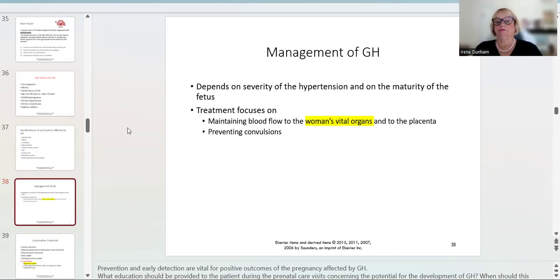So you got to manage it, because why do I want to manage it? Because I want to maintain blood flow to all her vital organs. Okay. That's the main thing. Got to keep this lady alive. And also I have to keep the baby alive. So I have to keep blood flow to the placenta in order to keep oxygenating this baby. And again, you want to prevent the convulsions. You don't want to get the brain involved.